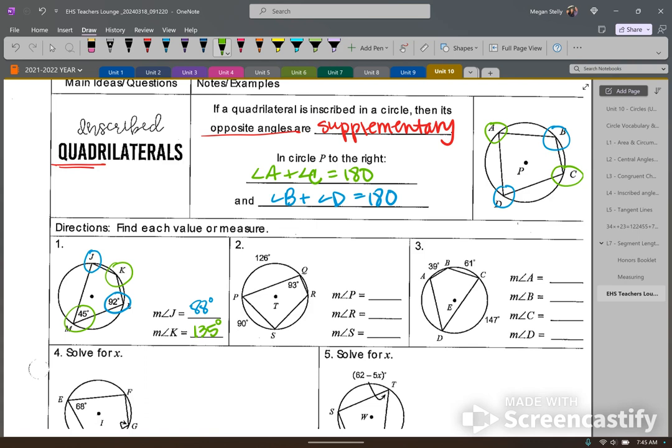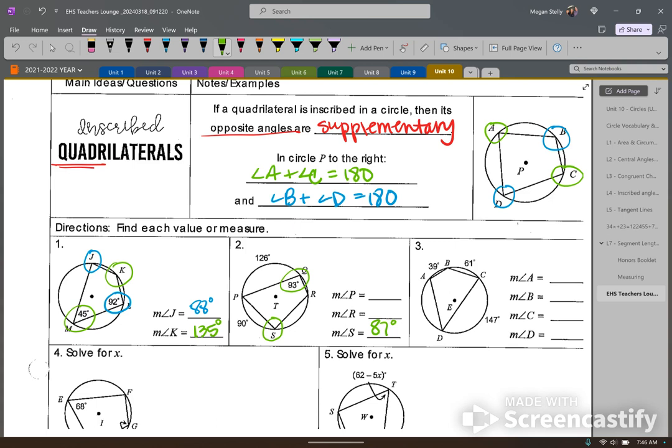In number 2, in the quadrilateral, I'm only given Q. So opposite of Q is S. So I'm going to find S first, 180 minus 93, and I get 87. P and R are opposite each other. They are also supplementary. However, I need to find one of them before I can find the other one.